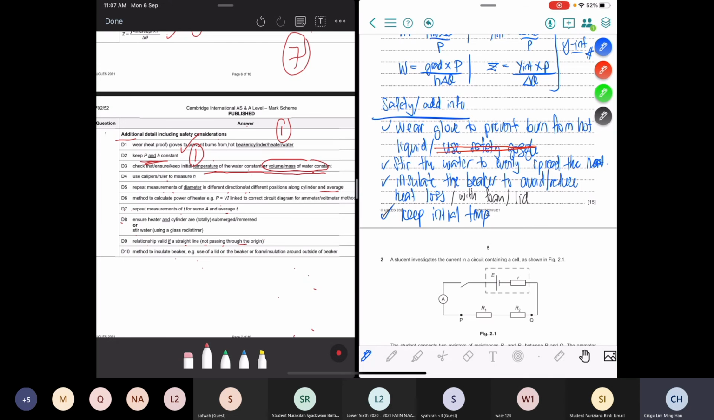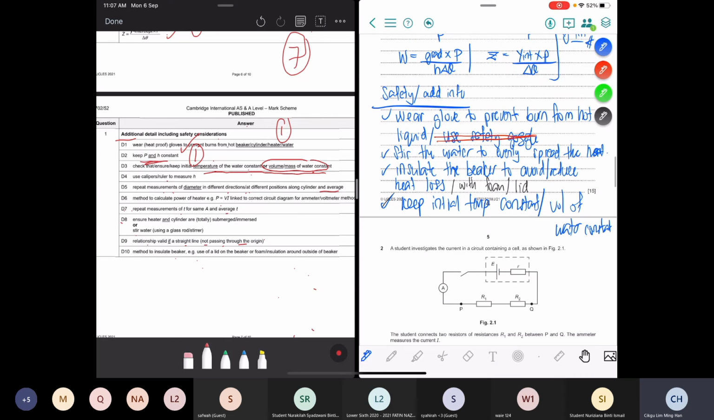Keep the initial temperature constant or the volume of the water constant, so that every time you change the cylinder, the temperature increase is the same. And then also you can say the volume is also the same. Okay, so this one we missed.